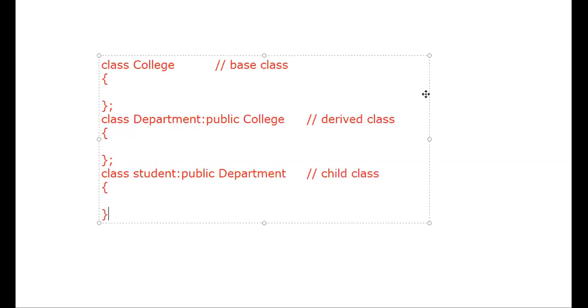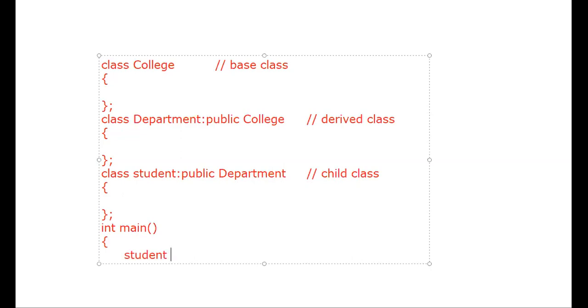Inside the main, for which class are you going to create the object? For student we are going to create the object. With the help of that student we are going to access all the methods from the department class as well as from the college class.